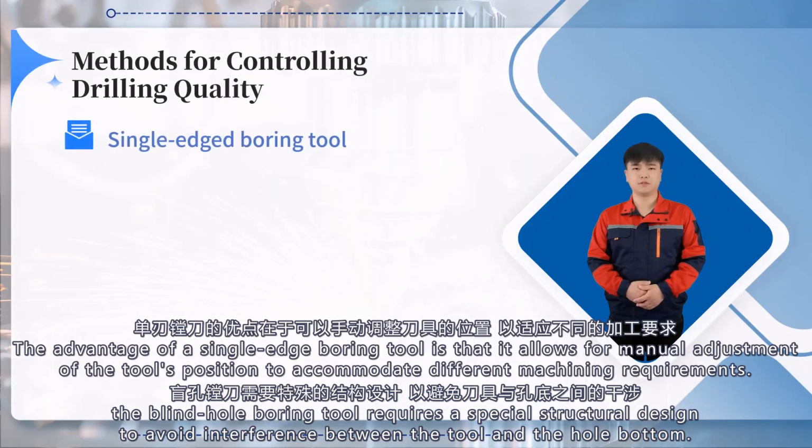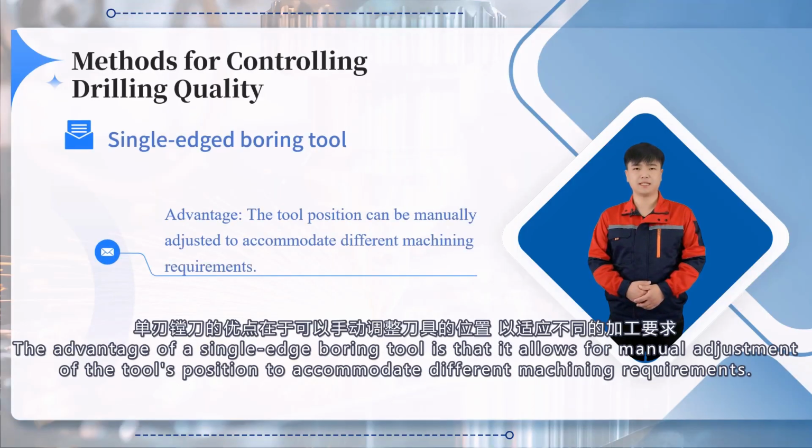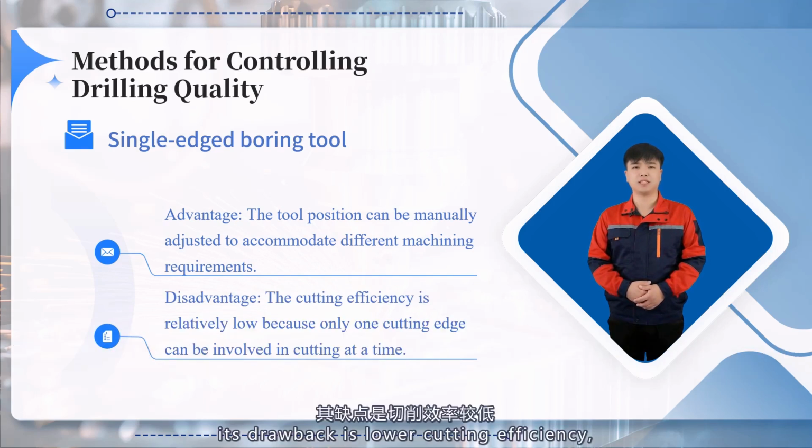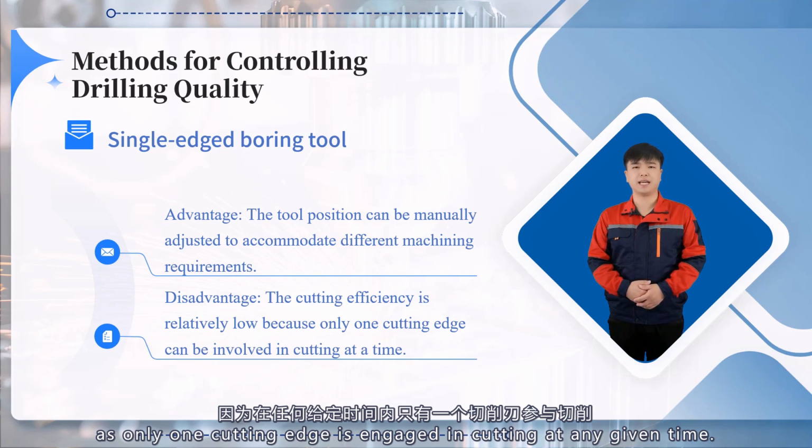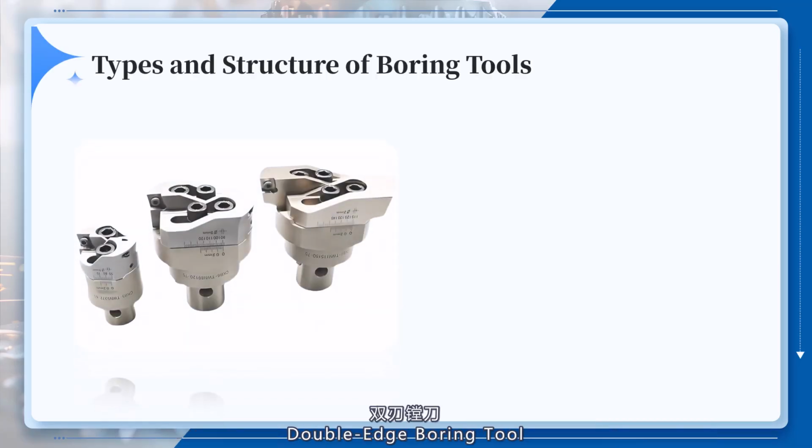The advantage of a single-edge boring tool is that it allows for manual adjustment of the tool's position to accommodate different machining requirements. However, its drawback is lower cutting efficiency, as only one cutting edge is engaged in cutting at any given time. Double-edge boring tool.